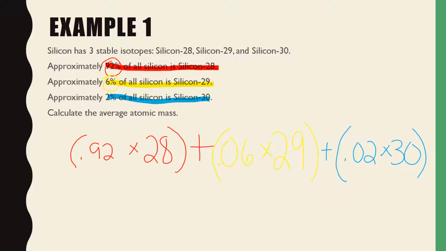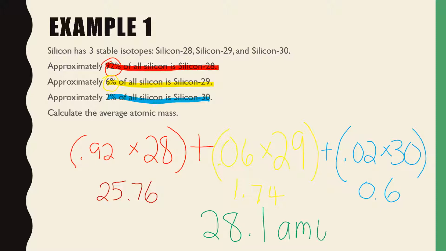And once we multiply these out, we get over here 25.76. Over here we are going to get 1.74, and over here we are going to get 0.6, and we are going to add those up for a total of 28.1. That represents the atomic mass units. So the average atomic mass of silicon would be 28.1 atomic mass units.